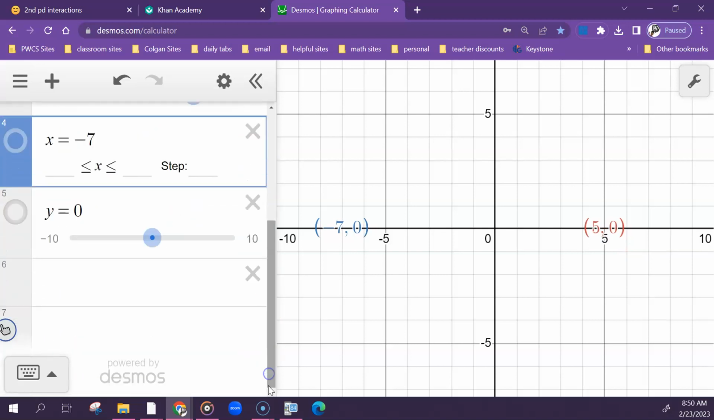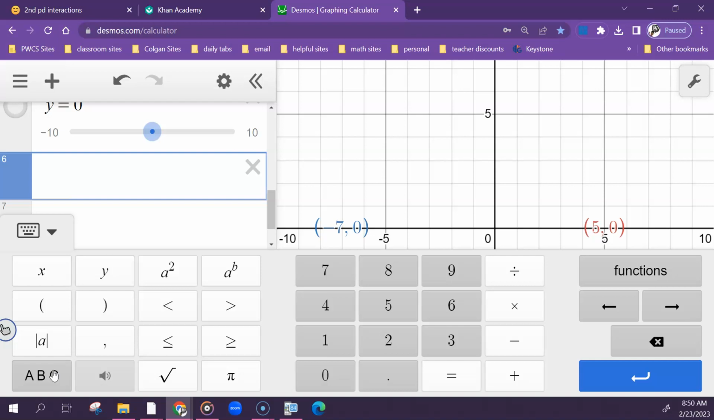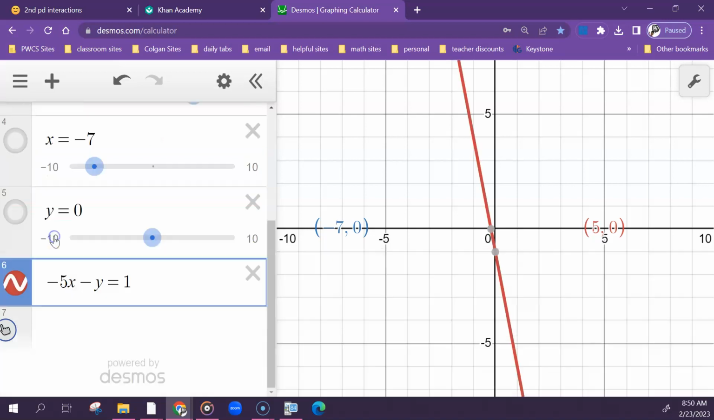Someone read off what number 4 was. Number 4 is negative 5x minus y equals. Okay, so if I have this drawn, I can solve for y without really doing the work for it if I know what my y-intercept is and I know how to find my slope.